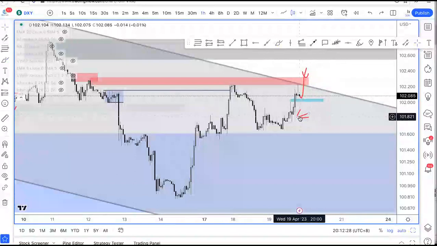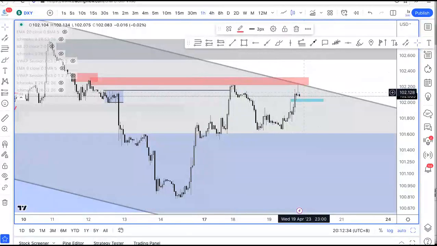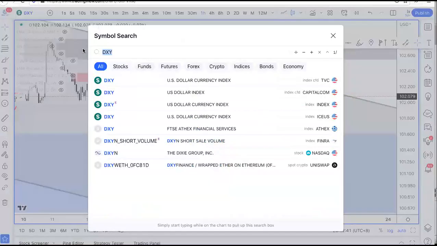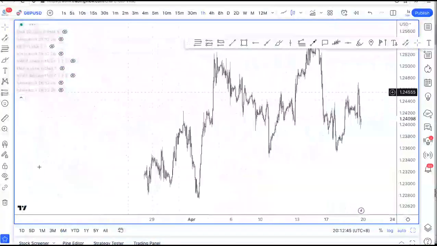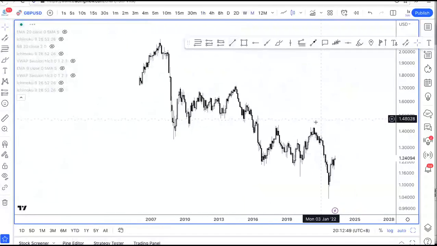Right, let's take a look at pound dollar next. And if you have any questions, right, do put your questions under the questions tab. So let's take a look at pound dollar. So again, let me just remove all those drawings, right? Let's start from the higher time frame.